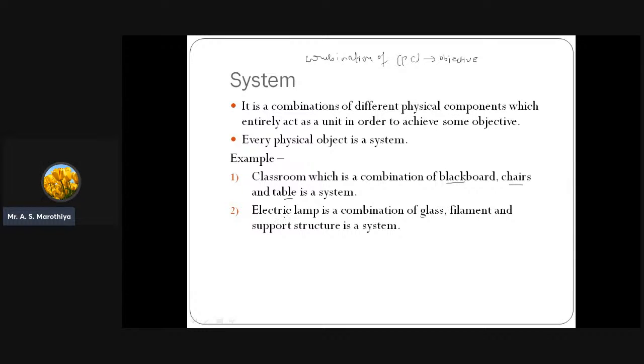In the same way, because we are dealing with the electrical and electronics domain, we can take an example from the electrical domain as well. An electric lamp we can treat as a system. Why? Because it is a combination of different physical components: it has glass, a filament, and a support structure. The objective of this unit is to illuminate a given area. That's why we can treat an electric lamp as a physical system. A system may be of any type. It may be a physical one, it may be a biological one. Biological means a kind of system that is created by God, or you can say nature. For example, human beings, plants, animals, all living beings are examples of biological systems.